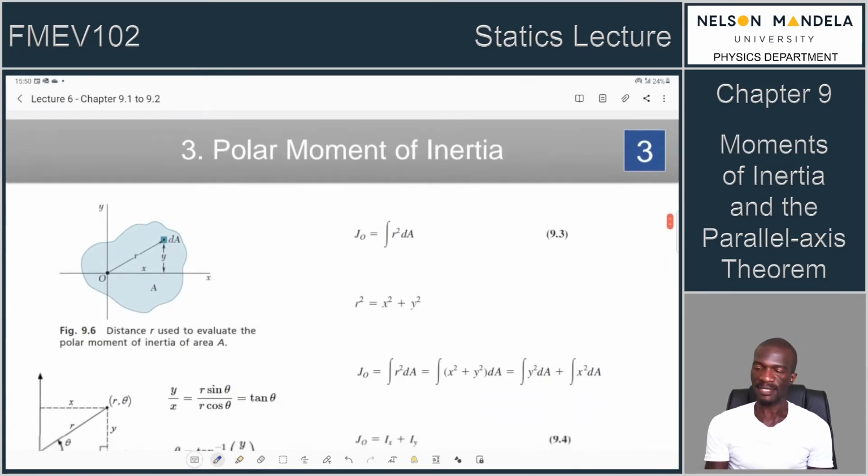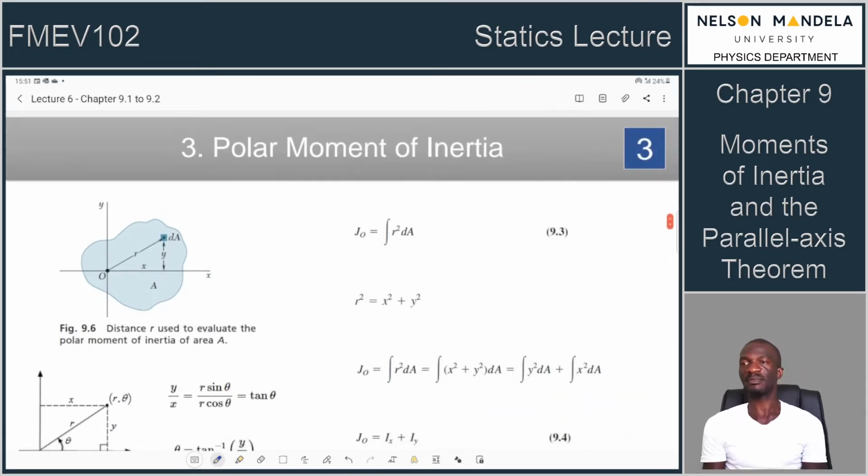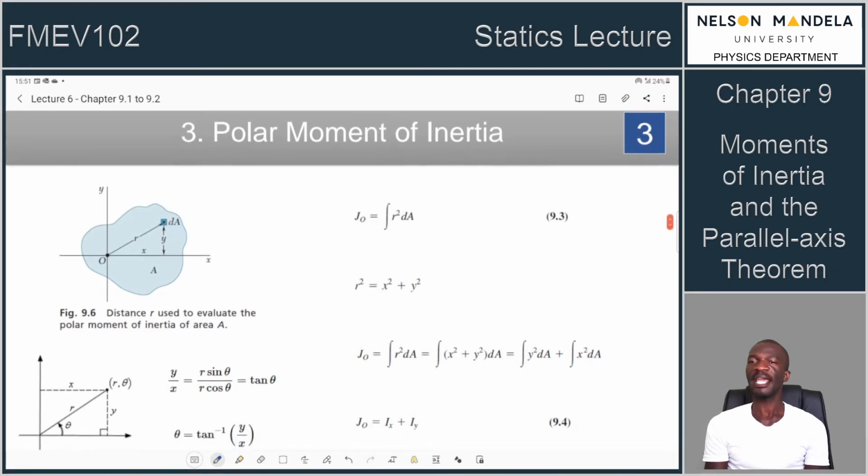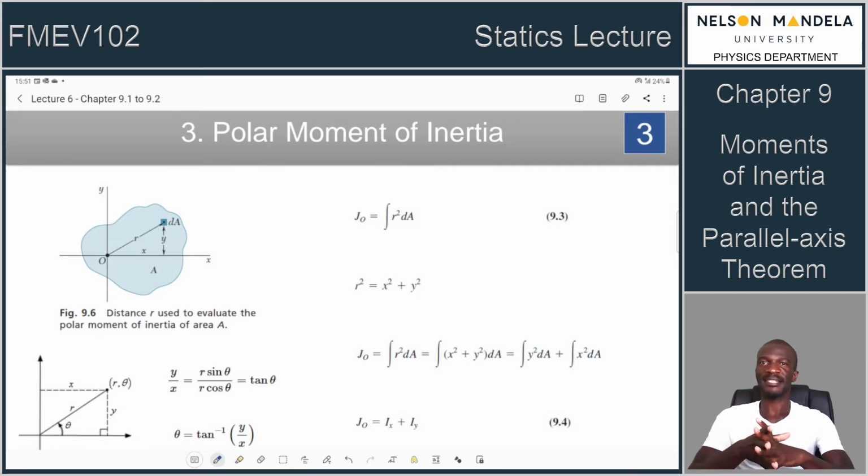The second concept, or the third concept on the moment of inertia, is the introduction of what is called a polar moment of inertia. With a polar moment of inertia, we've got some shapes, some objects which are best described by polar coordinates. So this could be curved, this could be cylindrical, and so forth.